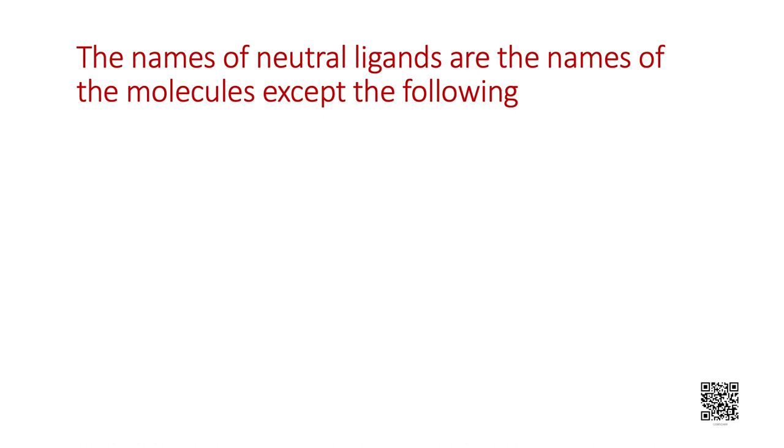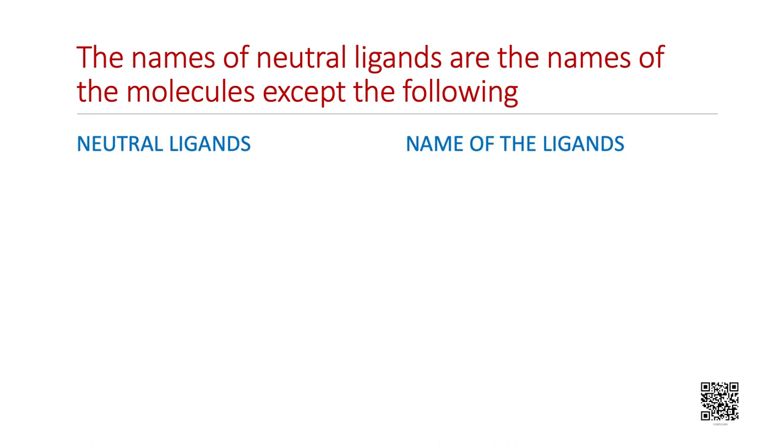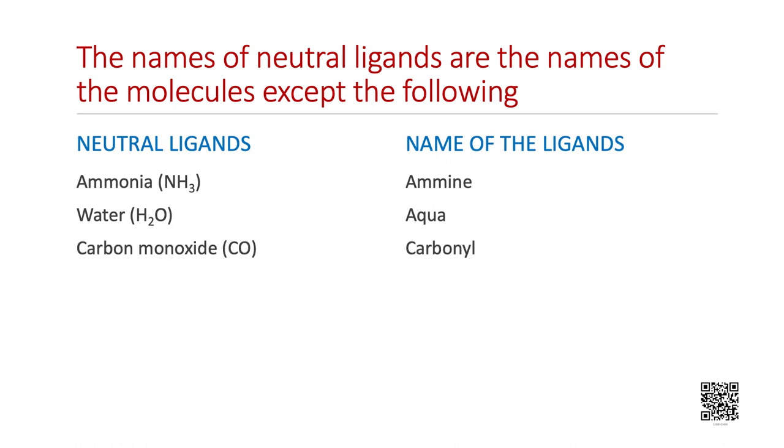The names of the neutral ligands are the names of the molecules except the following. Let us note that certain neutral ligands like ammonia, NH3, are called ammine. Water is called aqua. Carbon monoxide becomes carbonyl, whereas nitrogen monoxide is called nitrosyl.